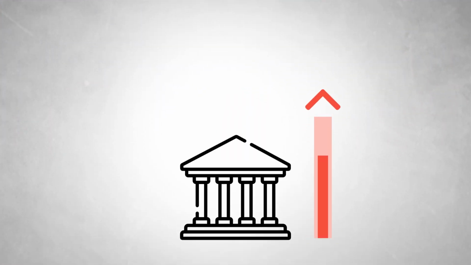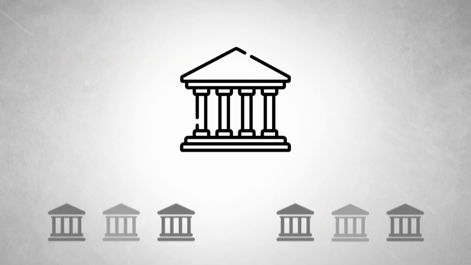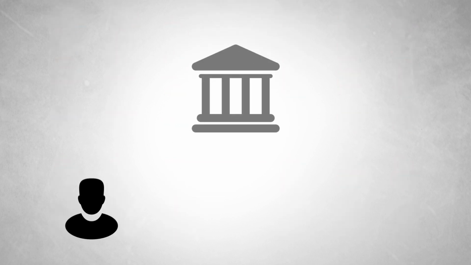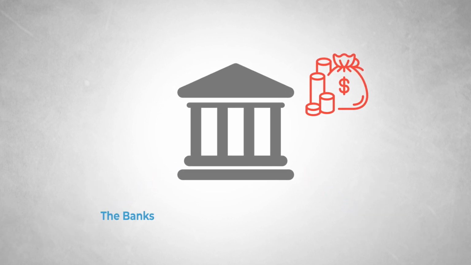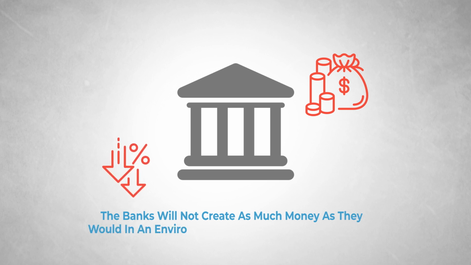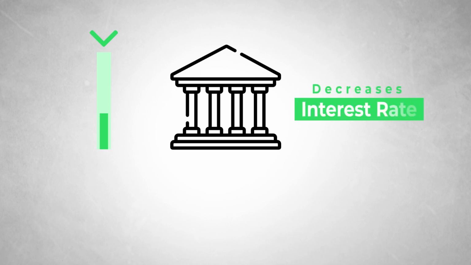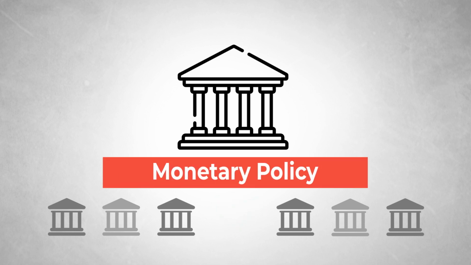Theoretically speaking, if the central bank raises interest rates to a very high level, then commercial banks will also have to increase the rate. In this scenario, only the riskiest borrowers or the big shots will dare to borrow money from the banks, and as a result, the banks will not create as much money as they would in an environment where interest rates are low. On the other hand, if the central bank decreases the interest rate, the commercial banks might feel confident enough to go on a lending spree. This is how the monetary policy works.